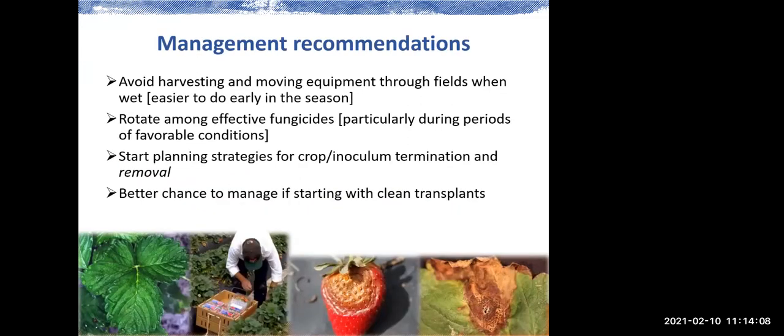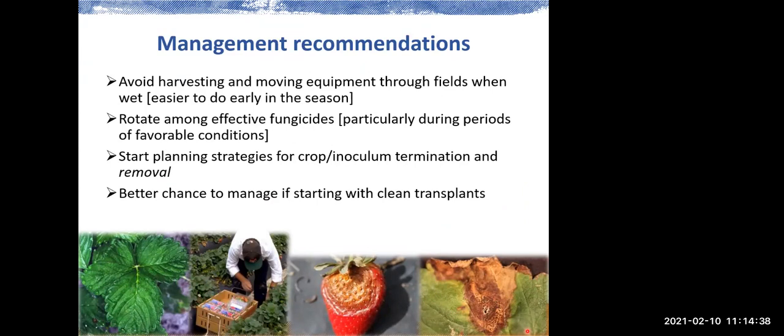I want to finish up with some management recommendations, and the first one, I think most of the growers have already been doing this season, which is to avoid harvesting and moving equipment through the fields when the plants are wet, because that's one of the ways you can move the pathogen in the fields. I realize this is much easier to do early in the season when you don't have a lot of fruit than once we get to the peak, which is coming soon.